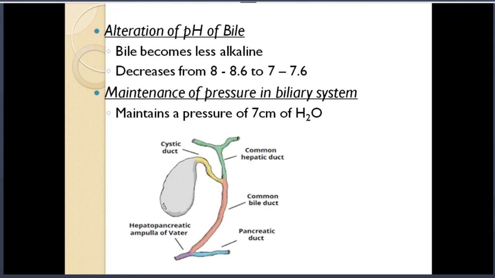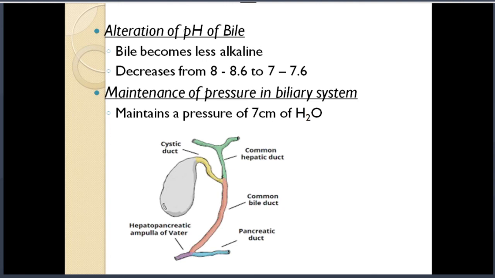Other than this, there is alteration of pH of bile. Obviously, when bicarbonate ion is being reabsorbed, the alkaline nature of the bile will decrease, and the pH will decrease from 8 to 8.6 to 7 to 7.6. This reabsorption decreases when the flow of bile increases. Whenever flow increases, more and more bile has to be secreted out into the intestine.